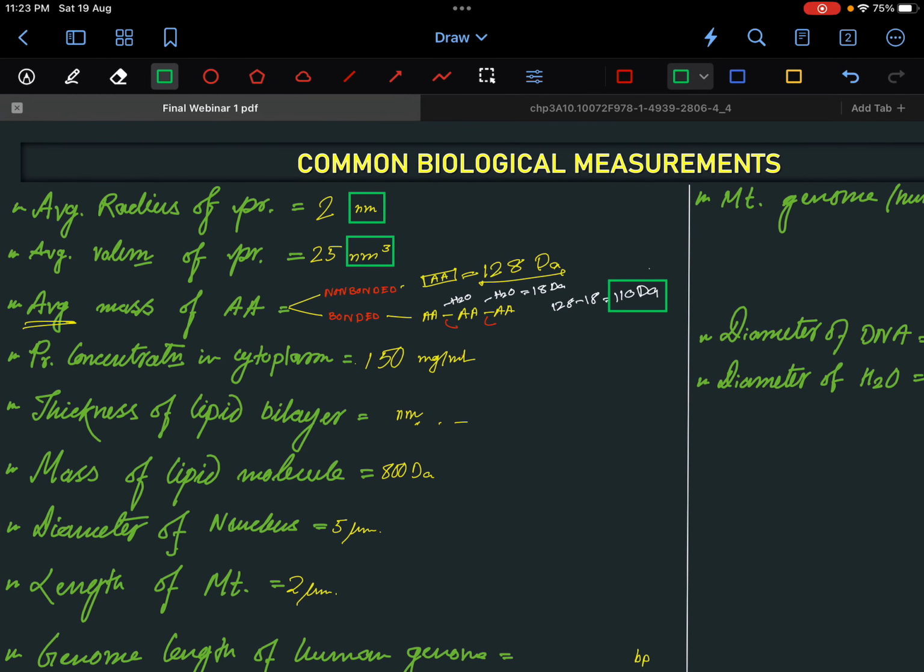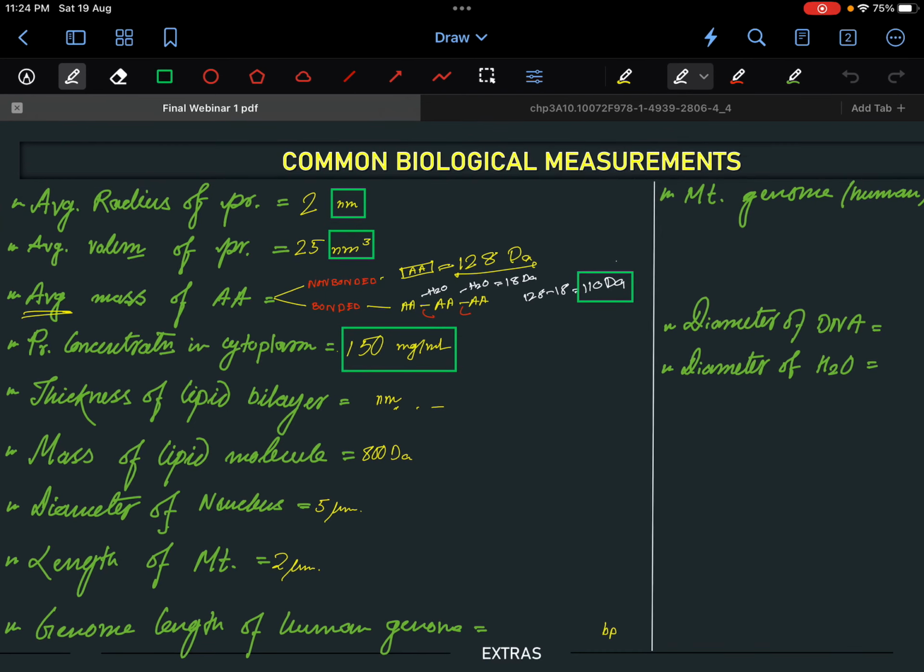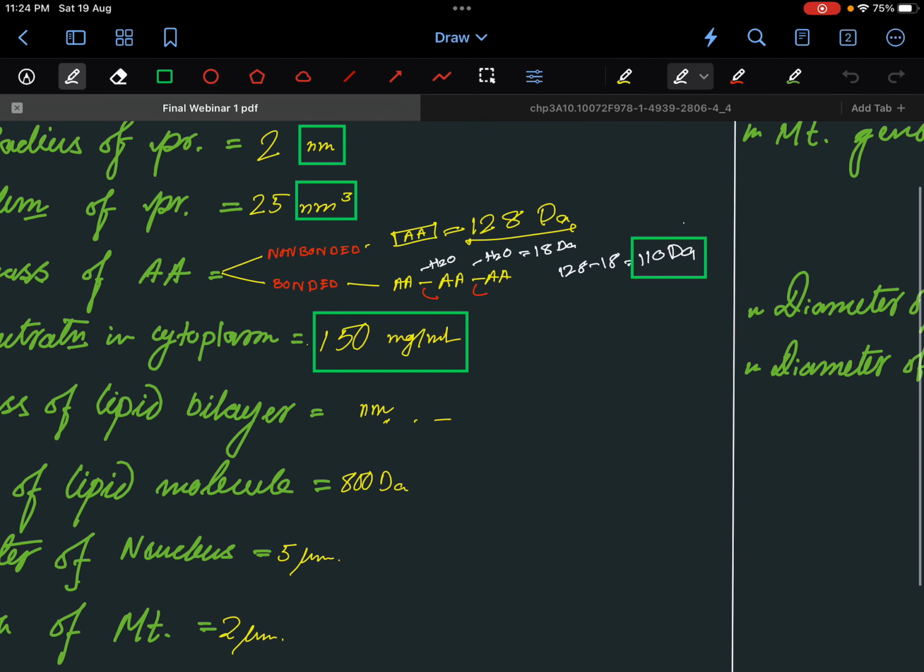Okay, so what is the protein concentration in cytoplasm? It is around 150 mg per ml. Again, the unit is very important. And what is the thickness of lipid bilayer? I will come to the discussion of why these measurements are really important. You can think that we can Google it every time, but trust me, when you are solving numericals, Googling everything is not the solution. You need to remember some of this in your mind. So what is the thickness of lipid bilayer? The thickness of lipid bilayer is 5 nanometer.